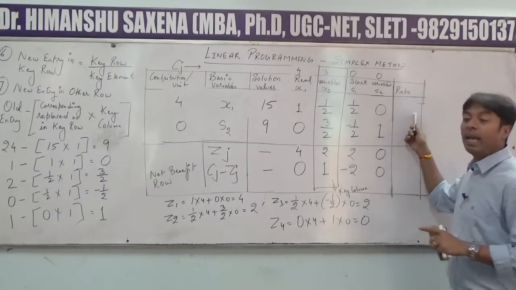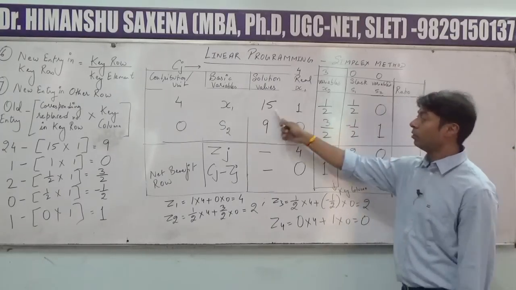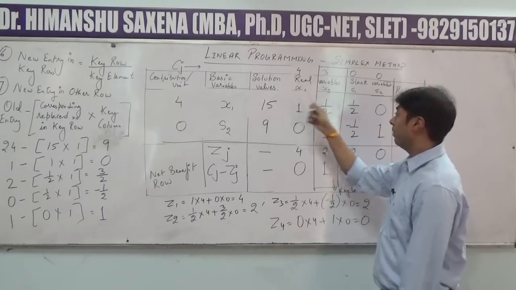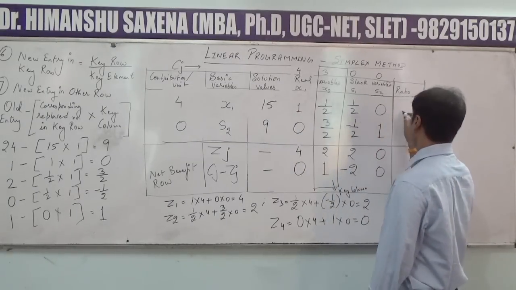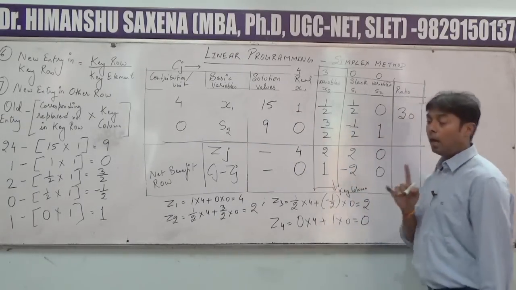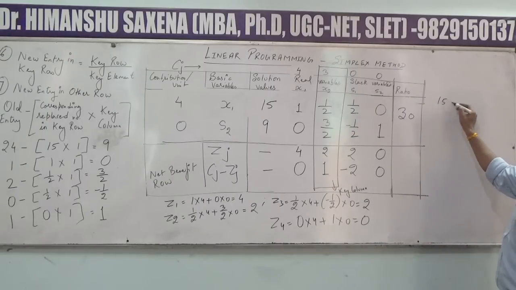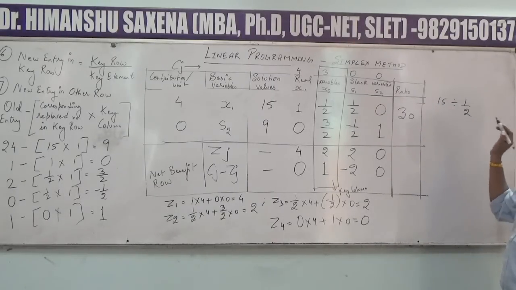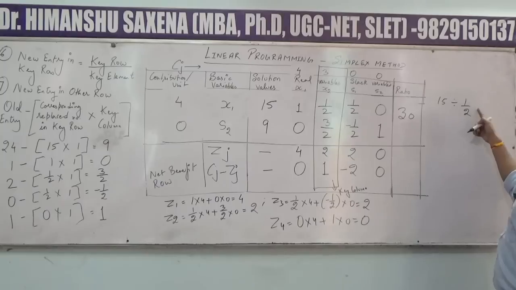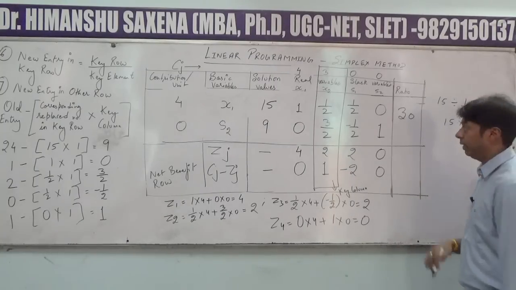Next is the calculation for ratio. Now see, 15 divided by 1 by 2 will be equal to 30. How you will get it? See, 15 divided by 1 by 2. Now when we are dividing this fraction, this will get reciprocal and the resultant will be equal to 30.